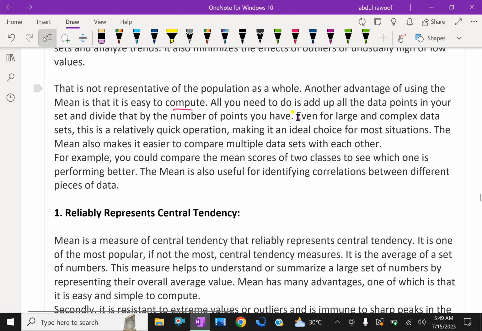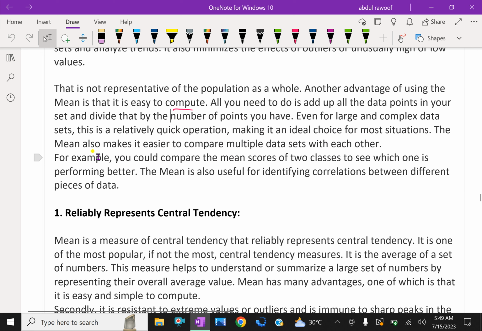Another advantage of using the mean is that it is easy to compute. All you need to do is add up all the data points in your set and divide that by the number of points you have. It is easy to compute. Even for large and complex data sets, this is a relatively quick operation, making it an ideal choice for most situations.